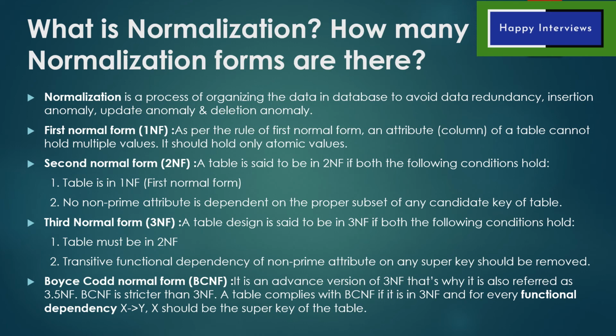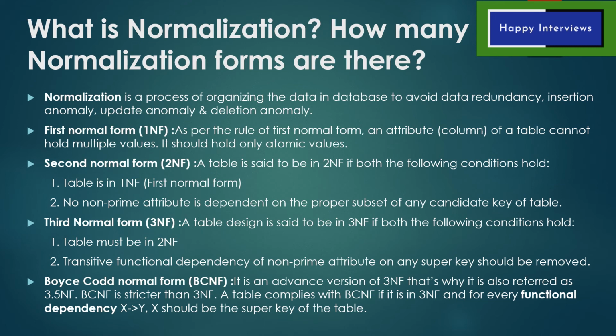Okay, next is 3NF. A table is said to be in 3NF if it must be in 2NF, and transitive functional dependency of a non-prime attribute on any super key should be removed. So what is transitive dependency? If X is dependent on Y and Y is dependent on Z, this is called transitive dependency. It should be removed, and how? X dependent on Y will be kept in one table, and Y dependent on Z will be kept in another table.